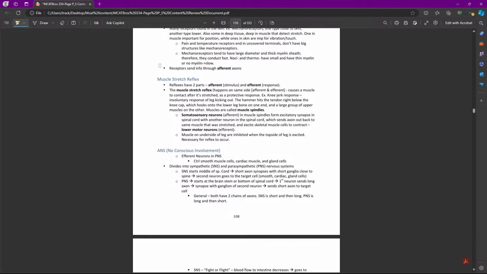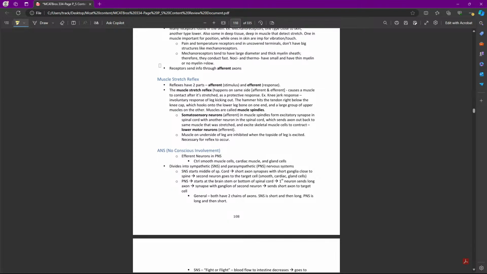So, afferent is towards, so that's the sensory information, the sensory neurons. Efferent is motor neurons going to send that signal out. The muscle stretch reflex causes a muscle to contract when stretched as a protective response, like when the doctor hits your knee with a hammer to test it out, as it's an involuntary response. The hammer hitting the tendon right on the knee will cause the leg to shoot out so it doesn't cause damage.